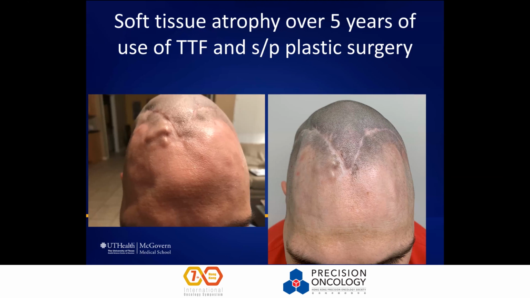That's another example of extensive usage of Optune causing atrophy, or maybe because he had too many surgeries, he's going to have atrophy anyway. But my gut feeling is it's probably a combination of both. And as we all know, most of our patients are not lucky enough to live this long, so we don't see the consequences of this. But I want to share that with you so you are aware of it.